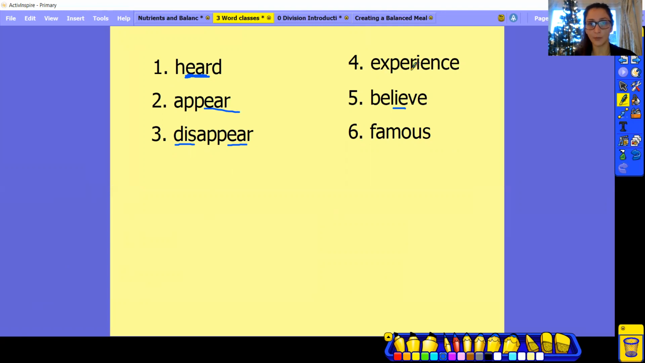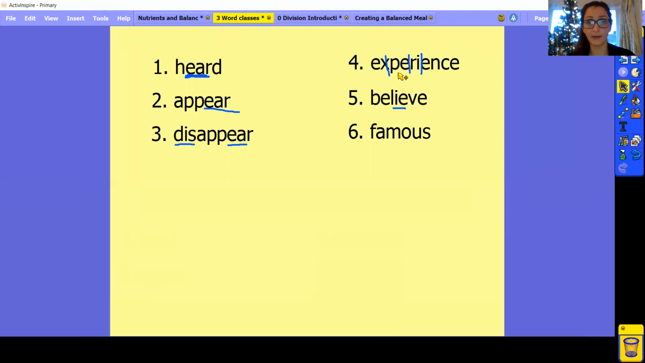Okay, so experience is a bit of a hard one, so you might have to break it down. You might have to put X, P, re, ence. Okay, it's up to you how you remember. That's how I would remember it. X, P, re, ence. Okay, there's lots of ways you can remember this. It's down to you how you want to remember it.